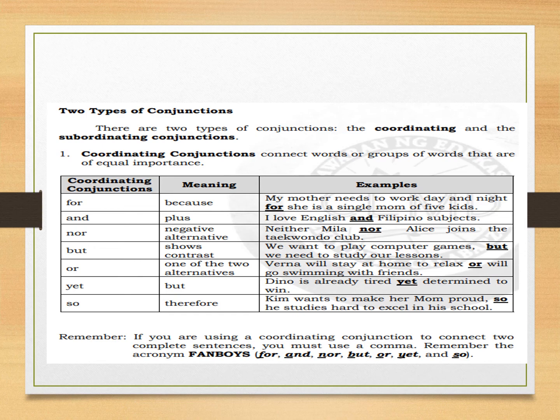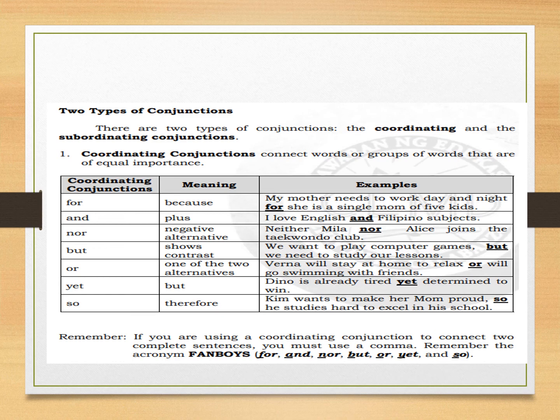Or, meaning one of the two alternatives. Example, Verna will stay at home to relax or will go swimming with friends. For conjunction yet, meaning but, an example is Dino is already tired, yet determined to win. And we have so, meaning therefore. Example, Kim wants to make her mom proud, so he studies hard to excel in his school.